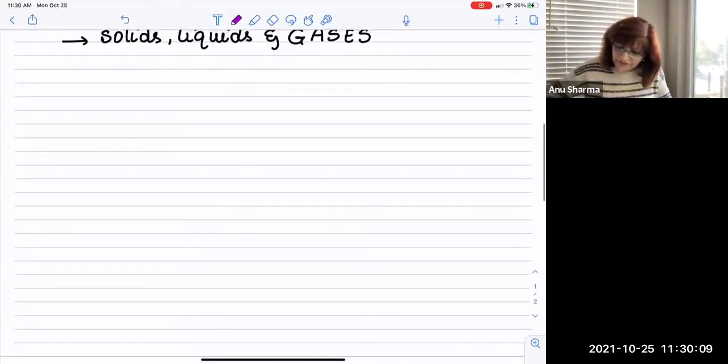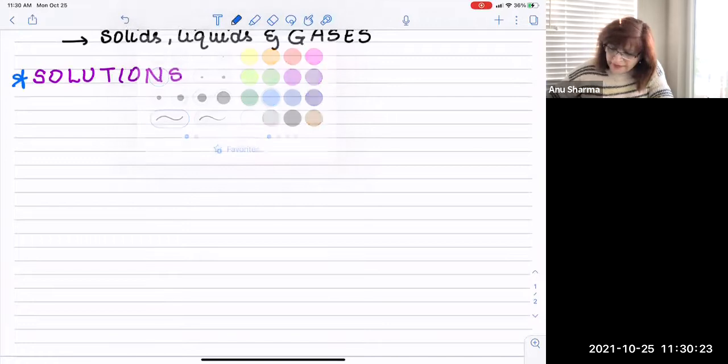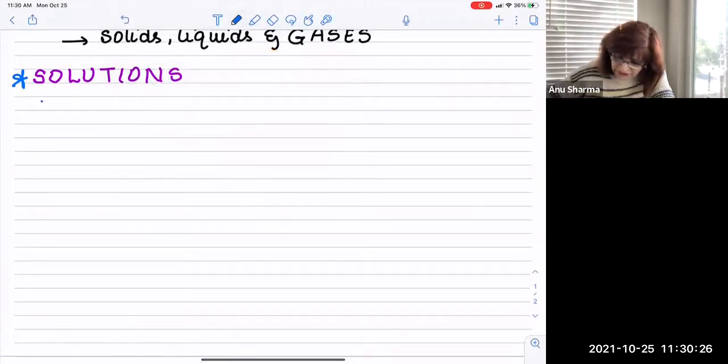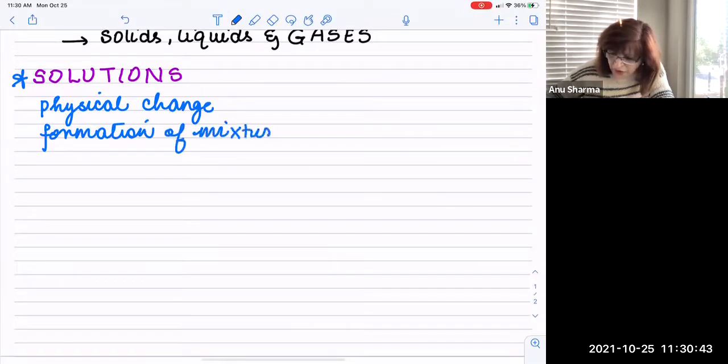All right, so here we have the concept of, first of all, what are solutions? What is the term solution? Solutions are basically mixtures. This is a physical change and it's a formation of mixtures, and these mixtures are mostly homogeneous mixtures. Homogeneous means they all look the same.